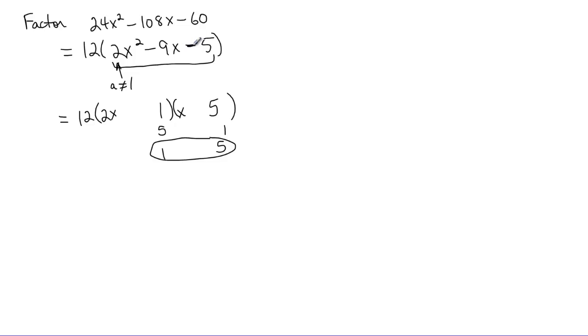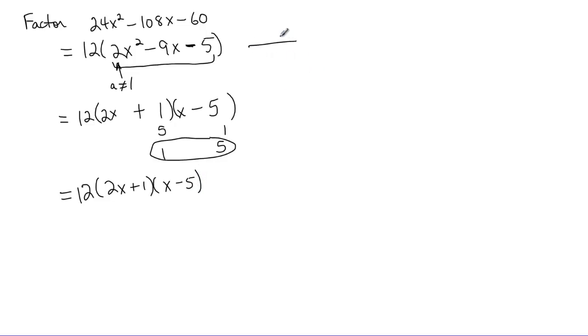Because this is negative, I know my signs have to be opposite, 1 plus and 1 minus. Because I need to get negative 9, I know that I want this outside, this negative 10 piece, to be negative, inside to be positive. My answer when I factor, whoops, that's a 12, is 12 times 2x plus 1 times x minus 5.